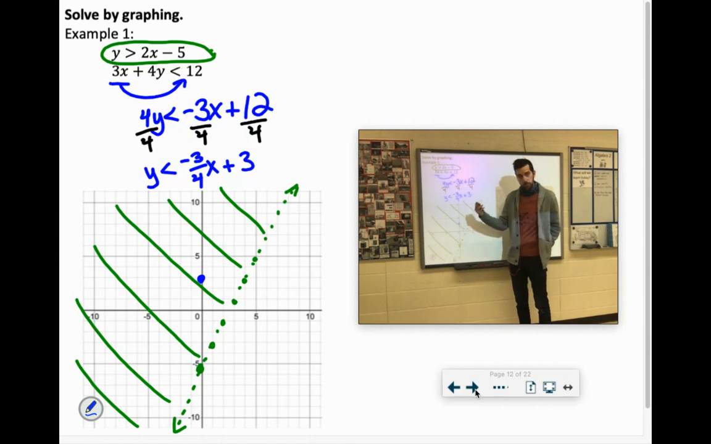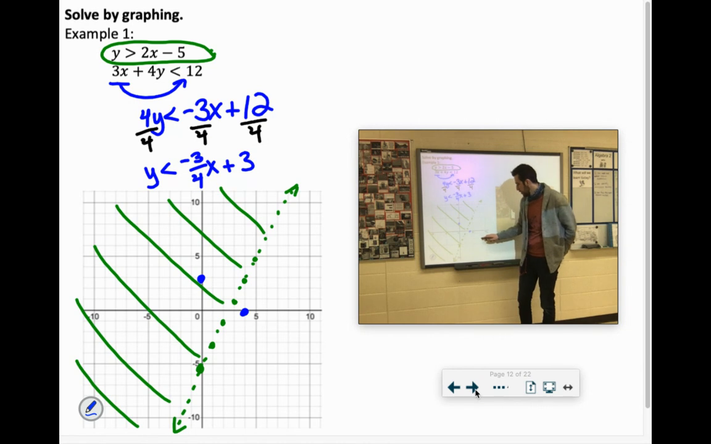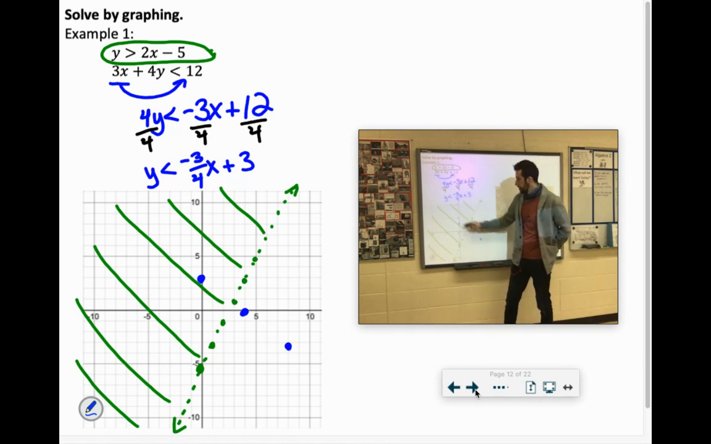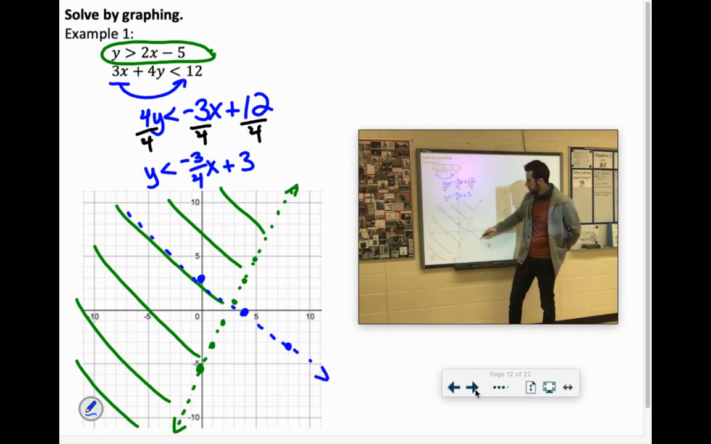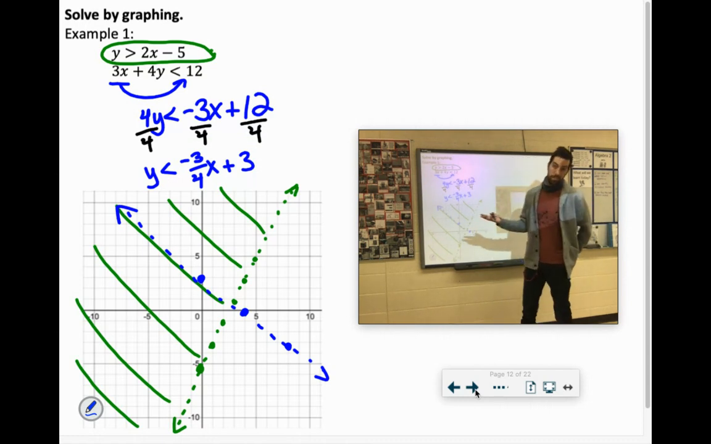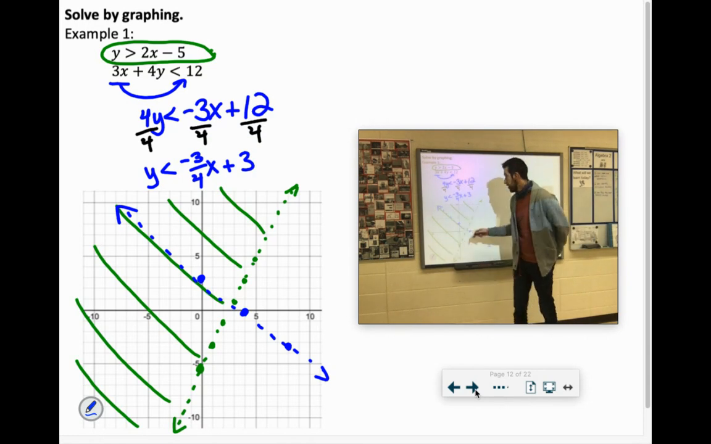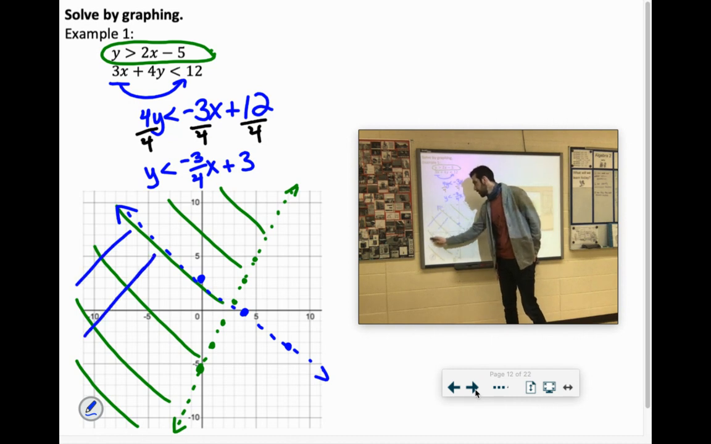And then we use our slope, -3 over 4. So we're going to go down 3, to the right 4 to make our next dot. We do it a few times. Down 3 over 4. This is also a dashed line, or a dotted line, whatever you want to refer to it as. I'll know what you're talking about. And then it's less than, so you've got to shade everything below. So below that line would be all of this stuff.